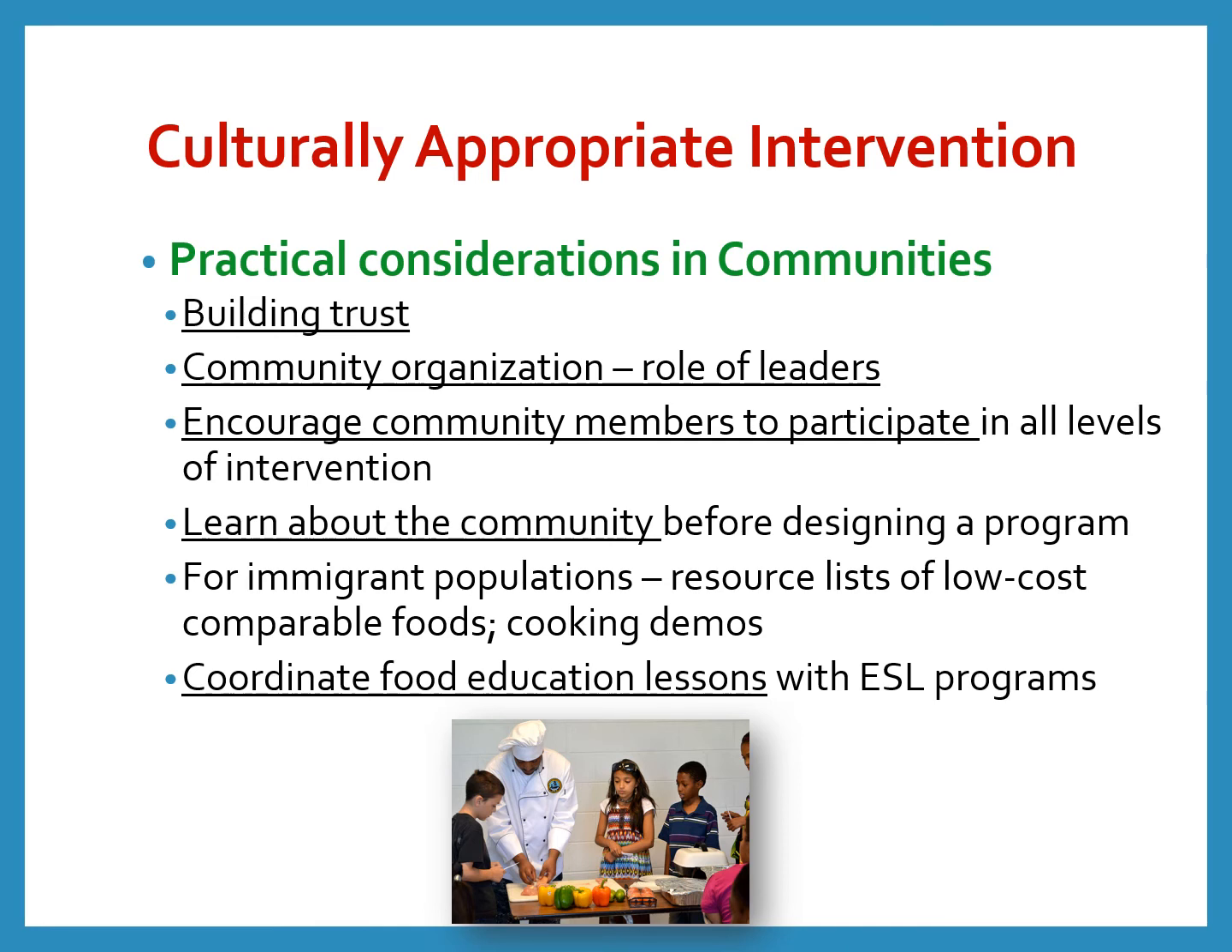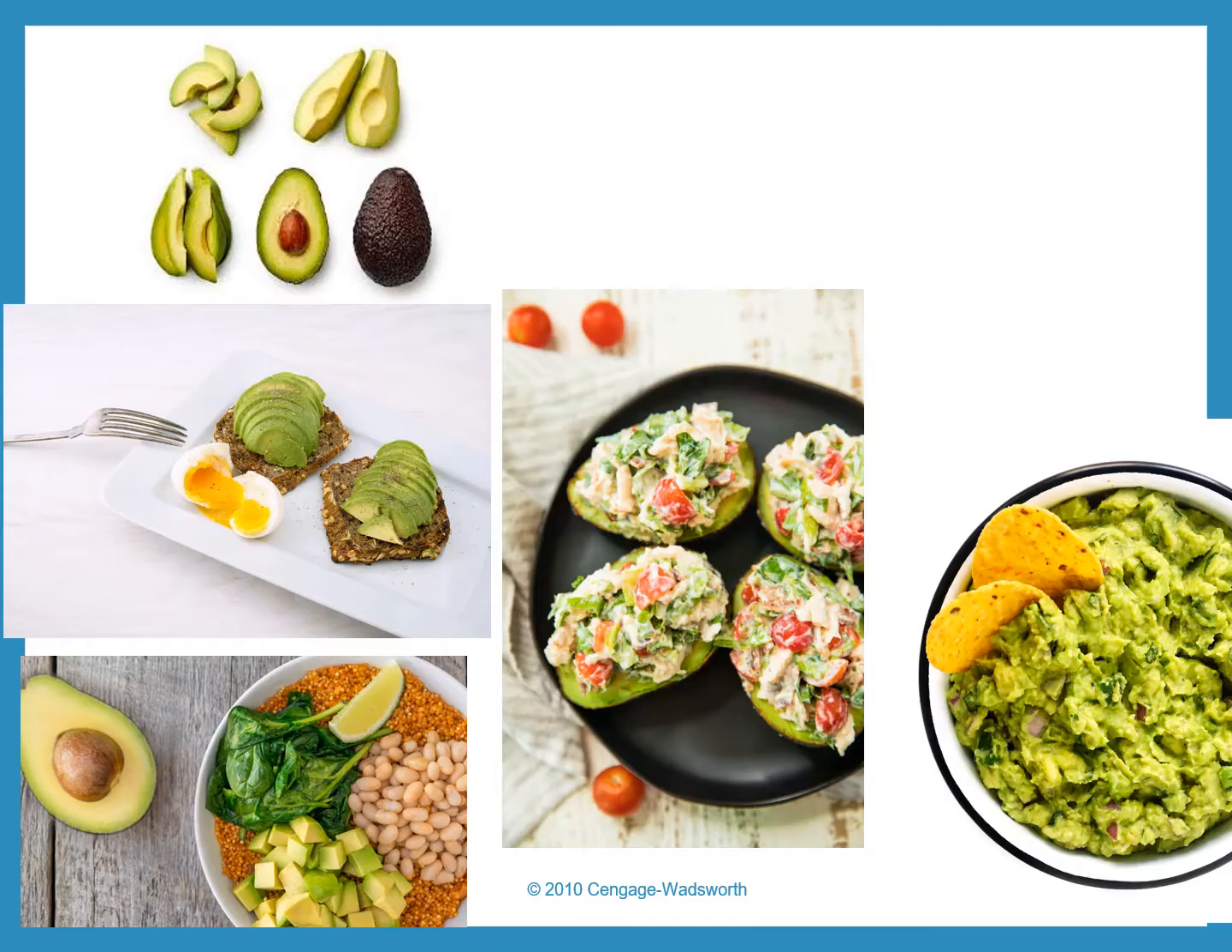Cooking demonstrations: tell people, show them how they can use alternative ingredients to replace some of the ingredients that they are used to cooking with. And then also a good idea can be to coordinate the food education lessons with English as a second language programs. A lot of immigrants especially will go to English as a second language programs to learn English. It could be good to combine that and have the English learning programs based on nutrition or maybe food education, so that they can kill 2 birds with 1 stone.